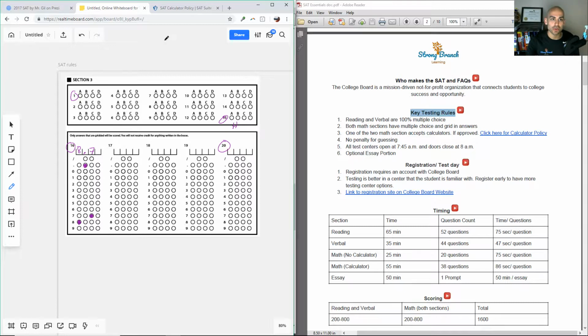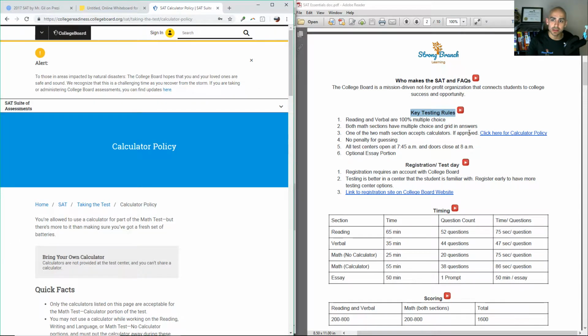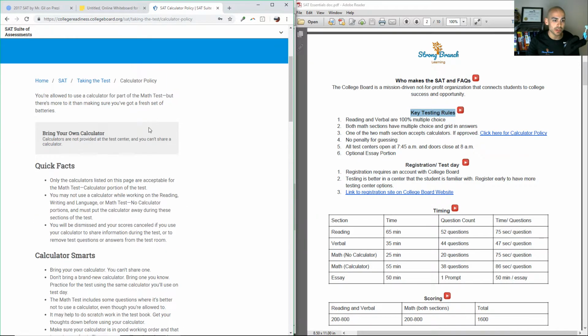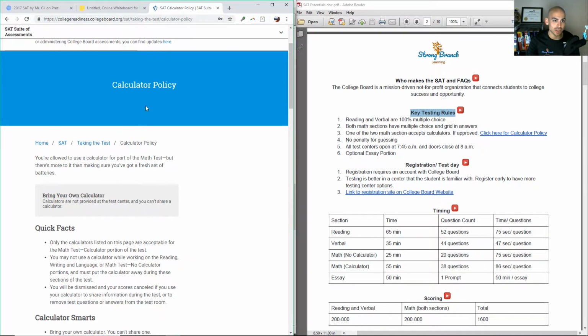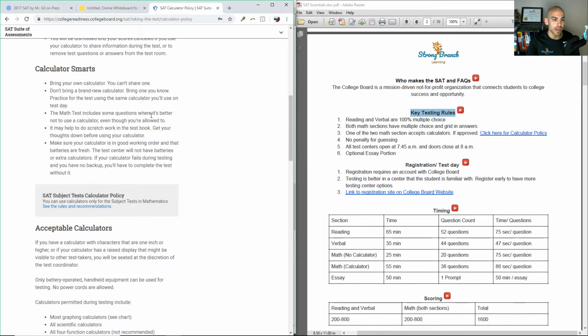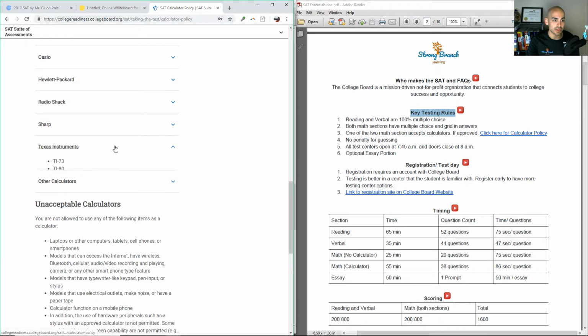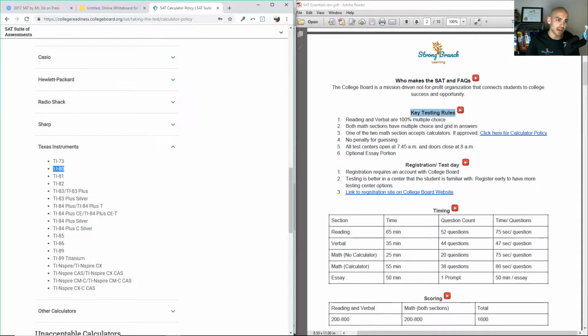One thing that I also want to emphasize is the calculator policy. Just make sure that your calculator is approved. You can do that by clicking on this link here or Googling SAT calculators, and you just want to get to their official page here. It's actually nice that they made this page. It used to be that you had to go to other resources. You just scroll on down and find the brand that you use. I use Texas Instruments, so I would click on that. I see the TI-84. I know I'm good to go because everything listed here is approved.